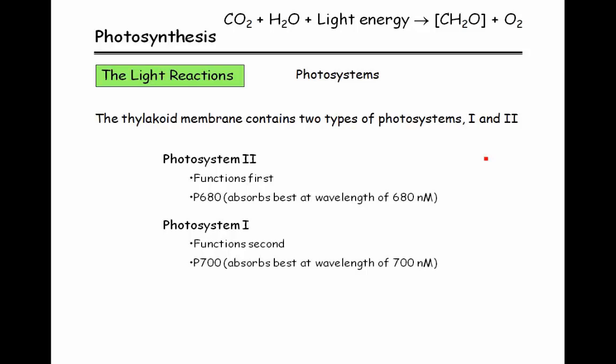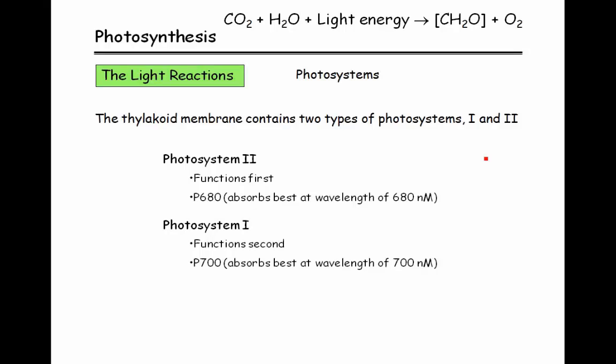These photosystems have slightly different roles. They also have slightly different pigment collections, and this is going to change their ideal or best wavelengths slightly. So sometimes you do see Photosystem II referred to as P680, and Photosystem I is sometimes called P700.